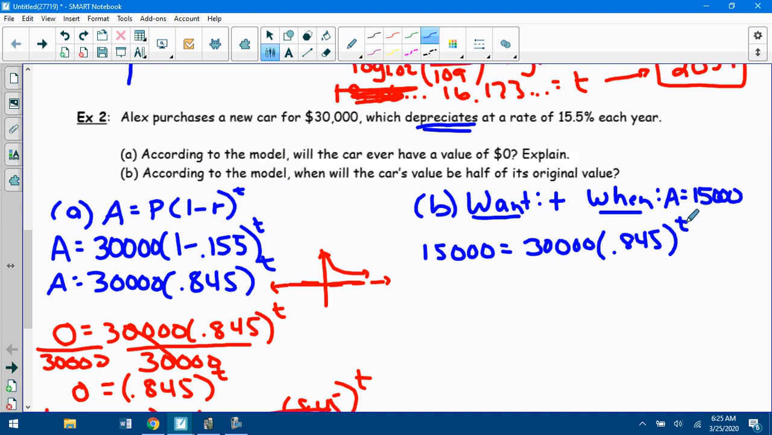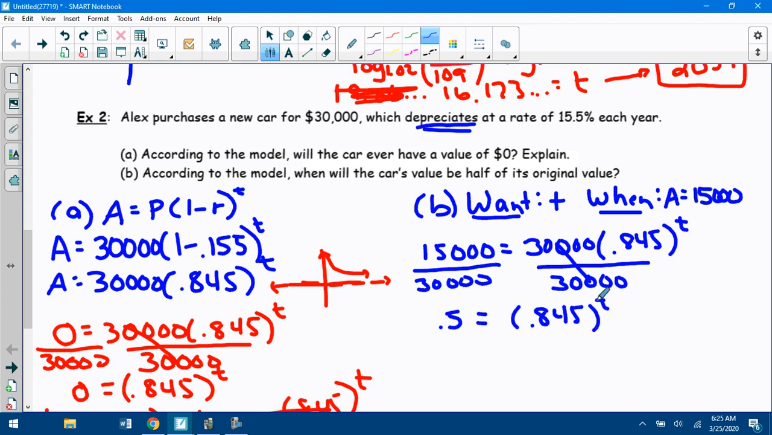Then what? Divide by 30,000. We always have to divide by that piece out front because that's not being raised to the exponent. That's going to be 1/2 or 0.5 equals 0.845 to the t. Then what?